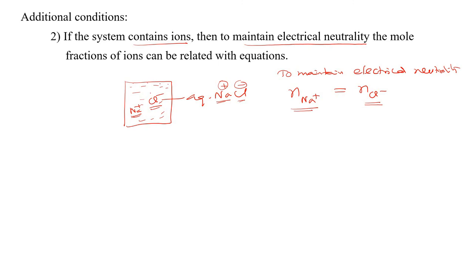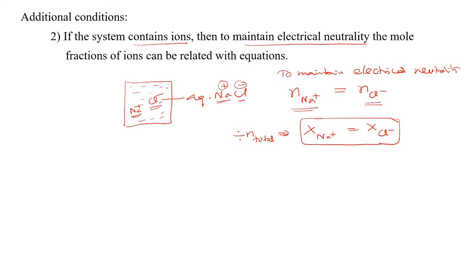Since the sodium ion and the chloride ion carry equal amounts of charge, if the number of moles of sodium ion is equal to the number of moles of chloride ion, then the total positive charge gets balanced by the total negative charge of the system. Now listen, if I divide these two by the total number of moles, then I get mole fraction of sodium ion equal to mole fraction of chloride ion. So I have brought in the intensive variables, mole fractions.